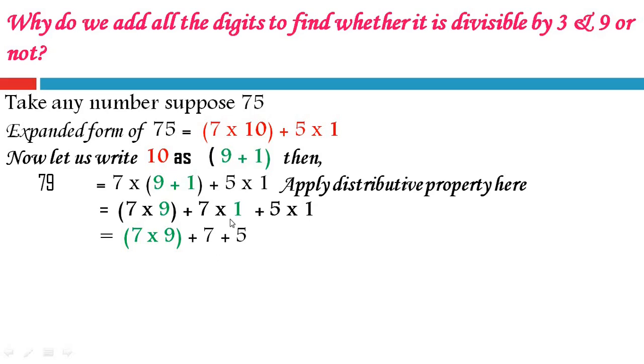7 plus 5. Now what is this 7 plus 5? Isn't this the sum of the digits of 75? So this is the hidden rule behind why we add all the digits to find whether it is divisible by 3 or not, whether it is divisible by 9 or not.